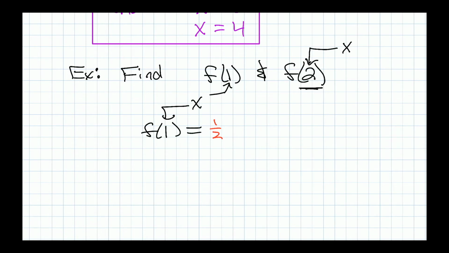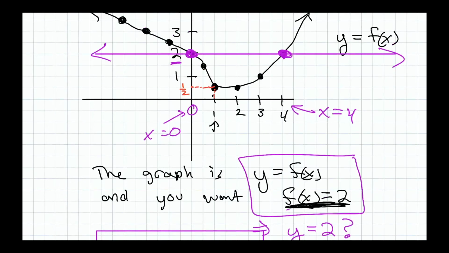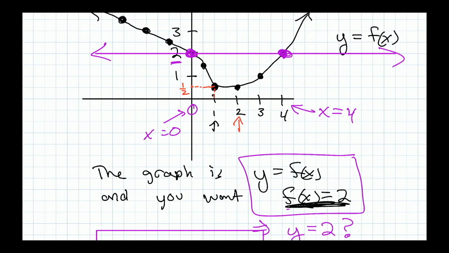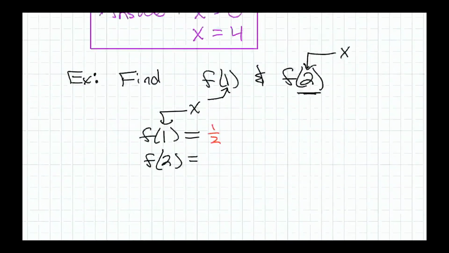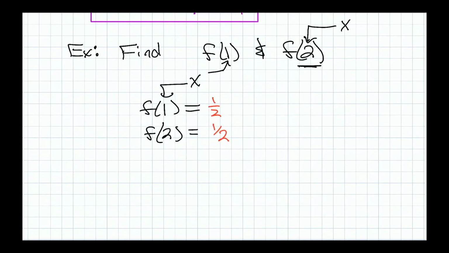And then we need f of 2. F of 2 equals, what's that? Well, same thing. We're going to look at the graph and say, well, here's where we're looking. Oh, well, look at that. It's just the same y value. So that's also going to be 1/2. There you go.